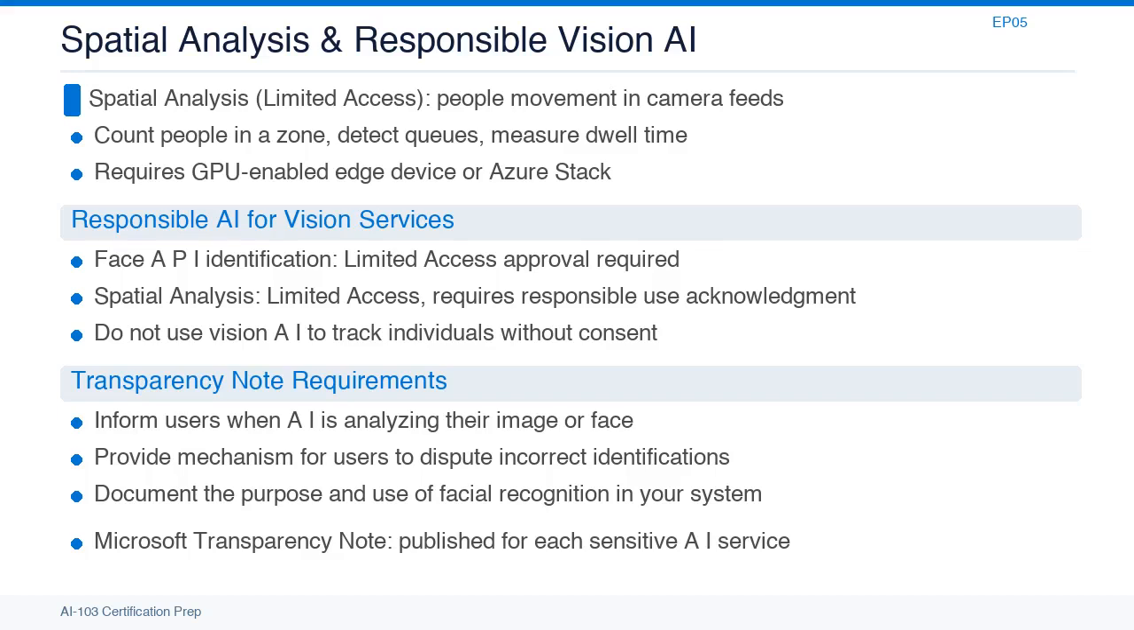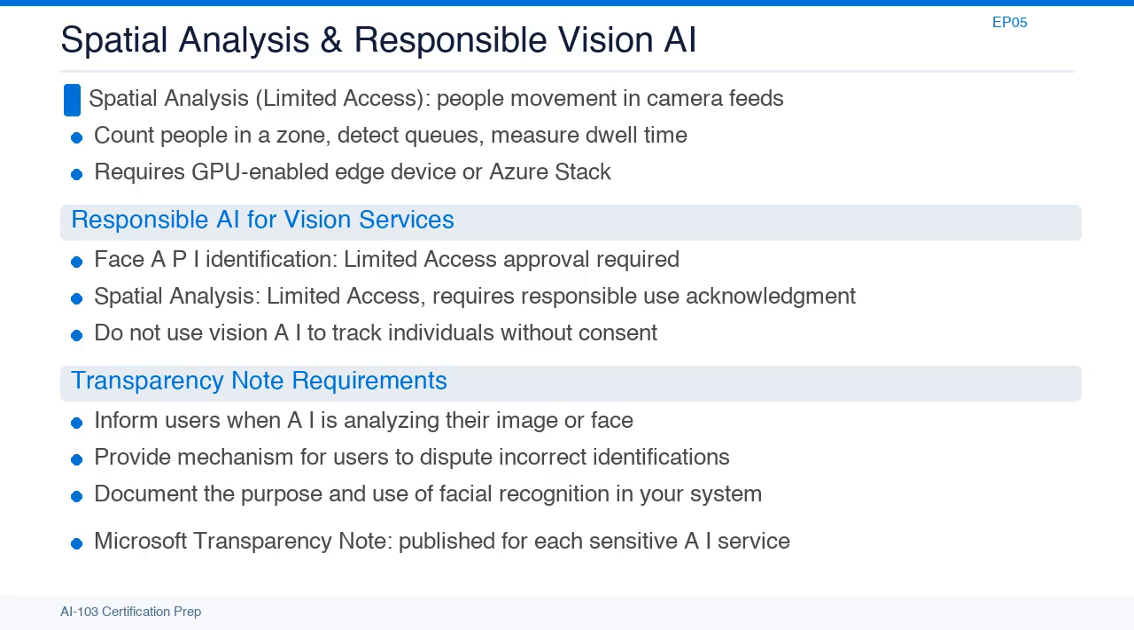Responsible AI for vision services comes up on the exam in scenario questions. The key principle: inform users when AI is analyzing images or video of them. If you are deploying a facial recognition system in a public space, you need to notify people and obtain consent where required by law. The Microsoft Transparency Notes are published documents for each sensitive AI service that describe the capabilities, limitations, and responsible deployment guidelines. The exam may ask which document describes responsible use guidelines for a specific AI service. The answer is the Microsoft Transparency Note for that service.